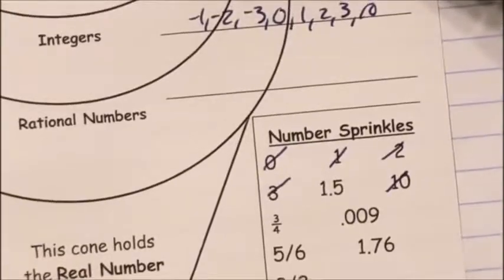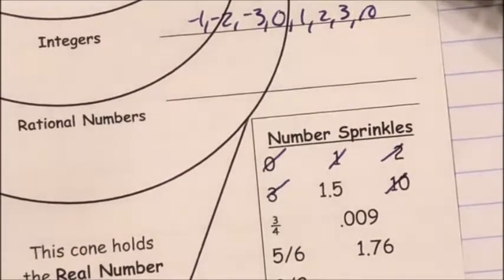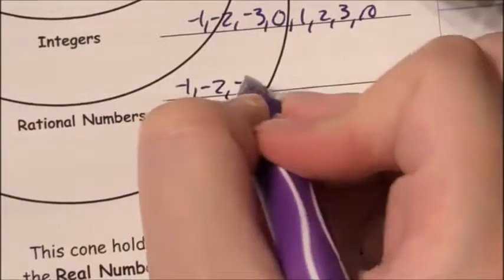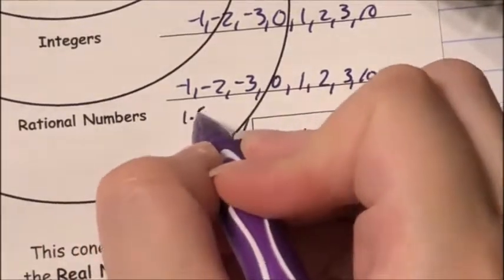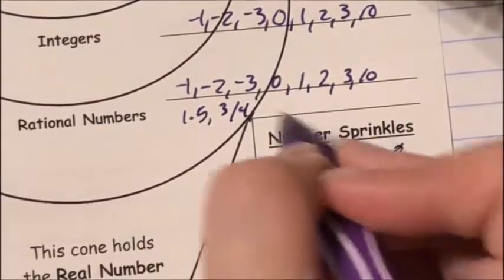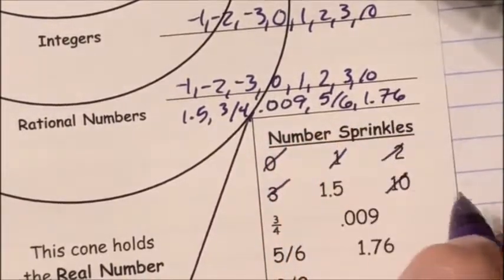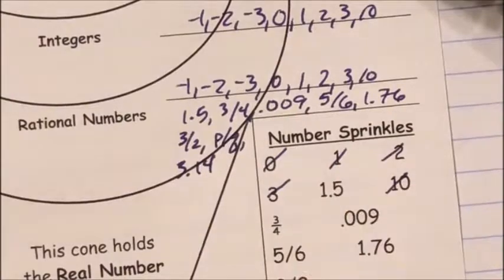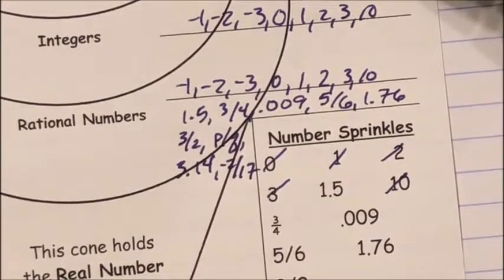The last one I have here is rational numbers. Rational numbers include all my natural, all my whole, all my integers, and anything that I can write as a fraction. So this includes negative 1, negative 2, negative 3, 0, 1, 2, 3, 10. It also includes 1.5, 3/4, 0.009, 5/6, 1.76, 3/2, p/q, 3.14, and negative 2/17. So basically almost all of them except for pi.